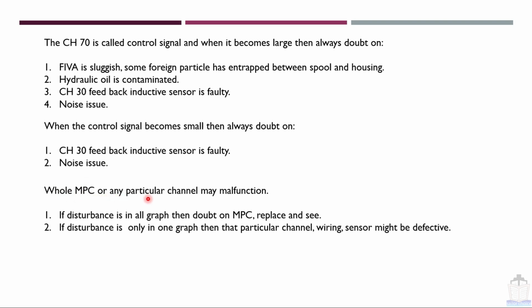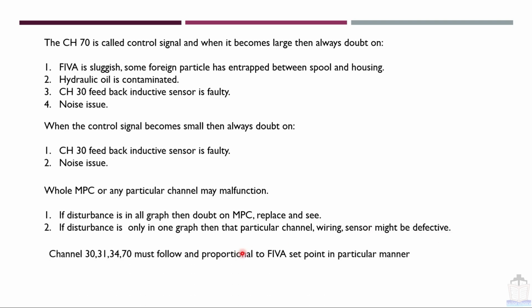The whole MPC or any particular channel may malfunction. I have already repeated several times that not only the whole MPC but a particular channel also malfunctions, like channel 70, channel 34, channel 31, etc. If disturbance is in all graphs, then doubt the MPC, replace and see. If disturbance is only in one graph, then that particular channel wiring or sensor might be defective. Channels 30, 31, 34, 70 must follow and be proportional to the FIBA set point in a particular manner.